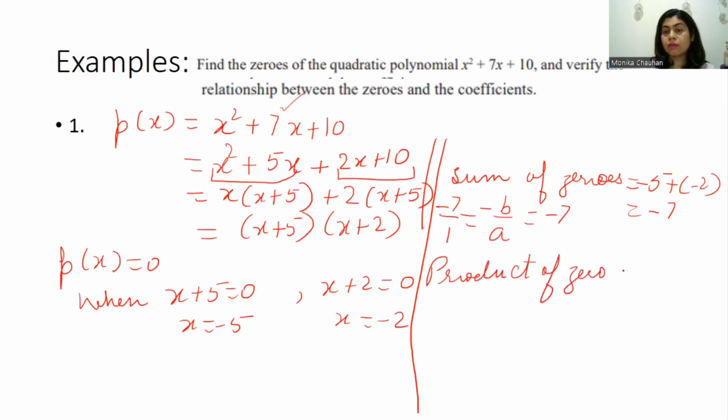So product of zeros is equal to minus 5 into minus 2, which is 10. Yeah. So which is C upon A. Remember, constant term upon coefficient. What is constant term here? 10. 10 upon 1. It is justified and verified. Yeah. So that's my answer.